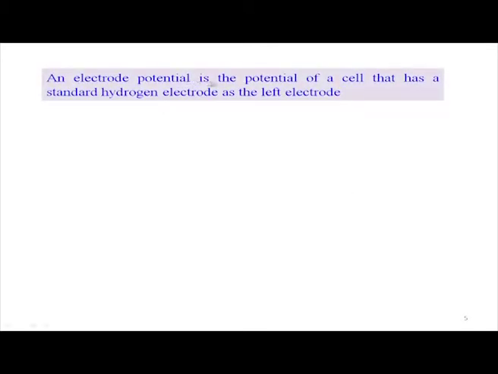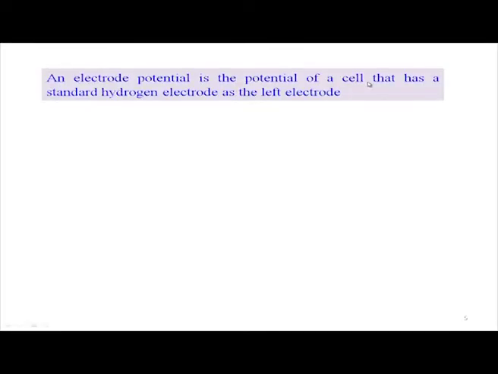So, thus we get some electrode, and the electrode is dipped inside a solution. So, we will be able to develop some electrode potential. So, what is that potential? It is the potential of a cell. It can be your half cell also, that has a standard hydrogen electrode as the left electrode. So, if we put a standard hydrogen electrode as the left electrode, the measured electrode potential will be the corresponding potential for its half cell reaction.